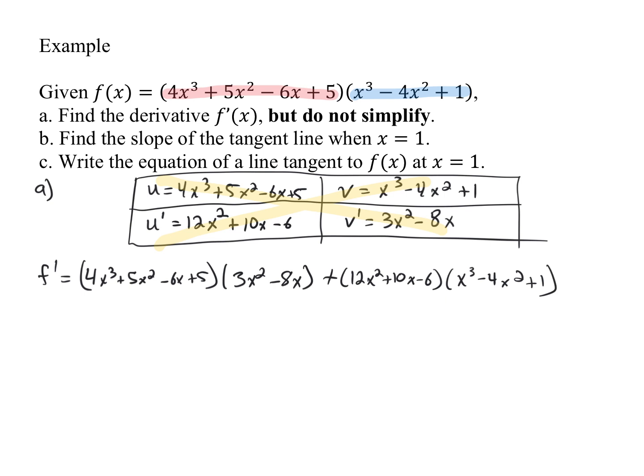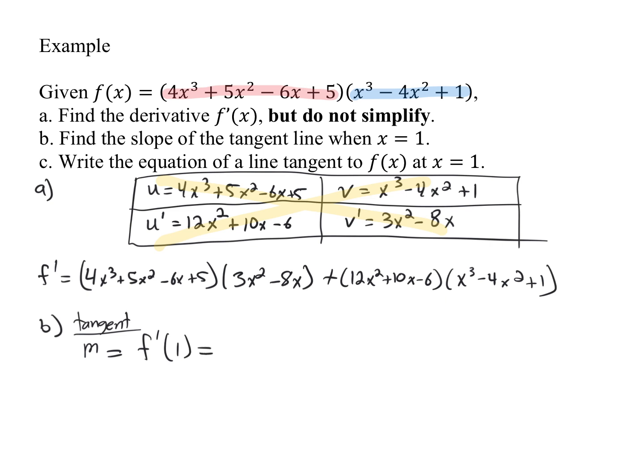All right, now the instructions say do not simplify, so we're just going to leave it like this. And this is the derivative. It's kind of messy, but it is what it is. All right, part B. Find the slope of the tangent line when x is equal to 1. Well, we know that the slope of a tangent line can be computed from the derivative, so I'm going to take f prime and put 1 into it because they told me the x value was 1.